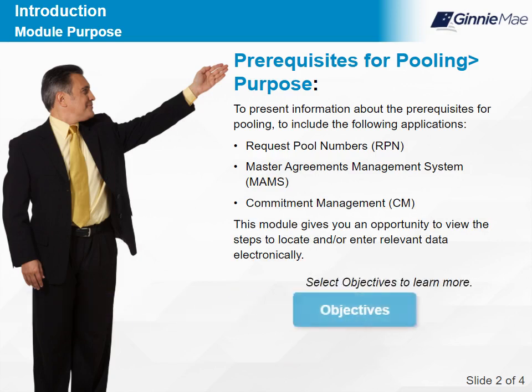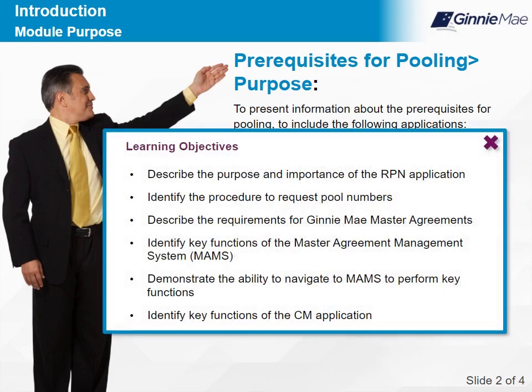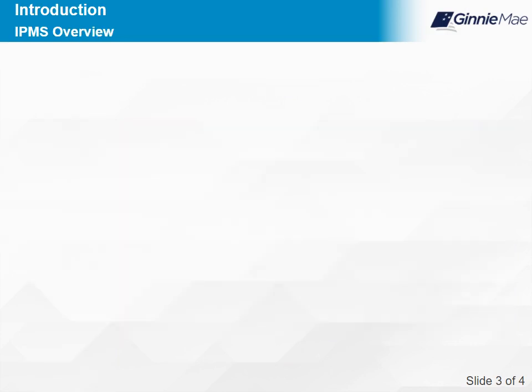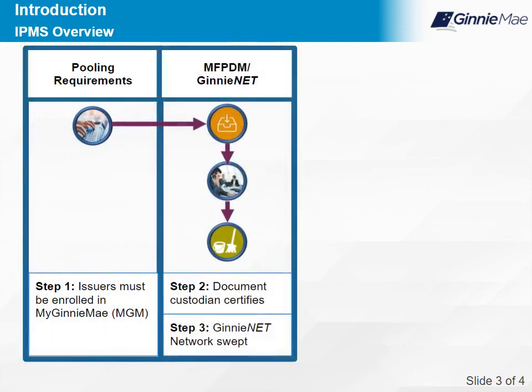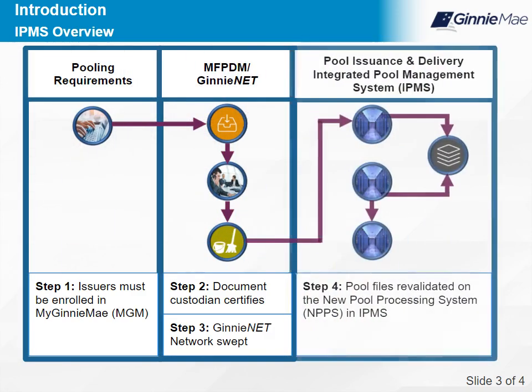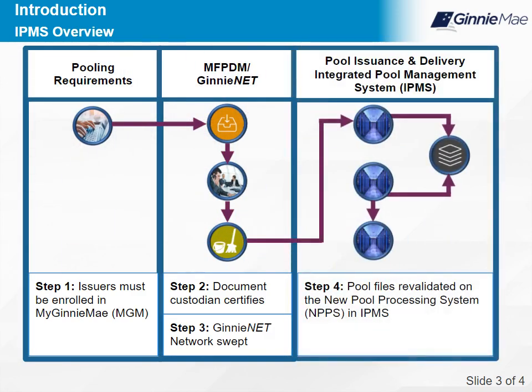Select objectives to learn what you will be able to do by the end of this module. Select Next to continue when you are ready. The applications we will explore in this module are within the Integrated Pool Management System, IPMS. Take a moment to review the chart. When you are ready, select Next to continue.